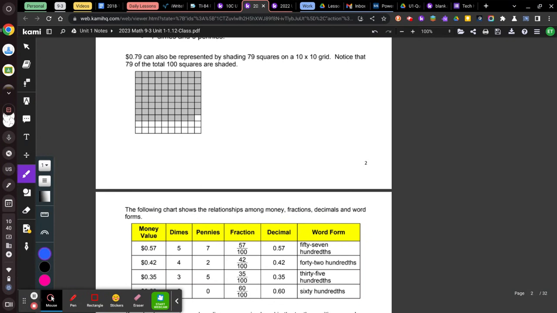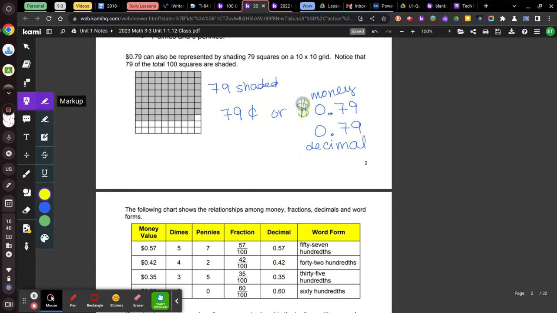So 79 cents can be written with 79 shaded squares. We can write it as 79 cents or with the dollar sign. And then we put 0.79. Now this 0.79, this is decimal form, is almost identical to the money form. The only difference with the money form is they just put a dollar sign in front of the decimal form. That's all they do. So the decimal form is identical to money form. They just put the dollar sign in.